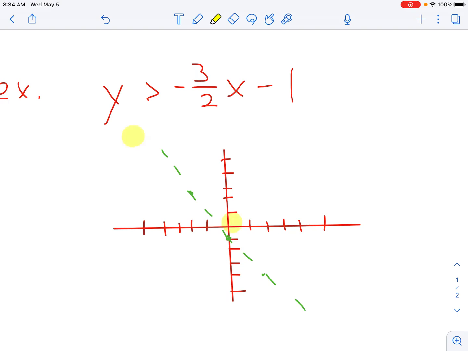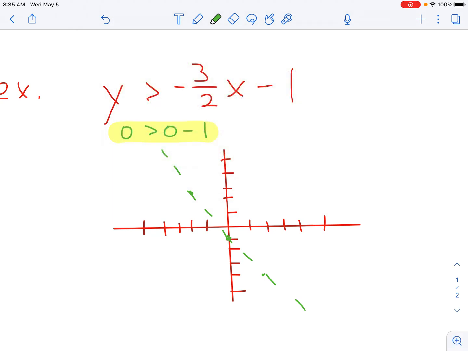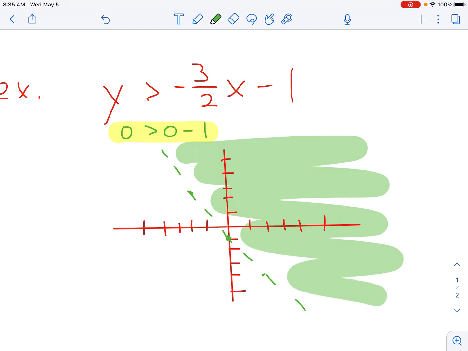If 0, 0 makes this a false statement, that means that nothing up here is going to work, so I'm going to have to shade everything below the line. So I will plug in 0, 0, 0 for x and 0 for y. So I get 0 is greater than negative 3/2 times 0, of course, is 0, minus 1. And so that is a true statement, right? 0 is greater than negative 1. And since that's true, that means everything above that line is going to make this a true statement. And so I would shade all of that area above the line.